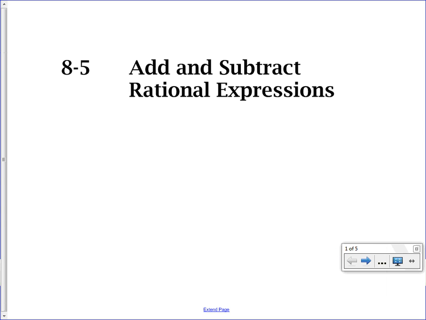This video is about adding and subtracting rational expressions. Let's start by reviewing how you would add or subtract a normal fraction. So for example, 2/3 minus 1/5.